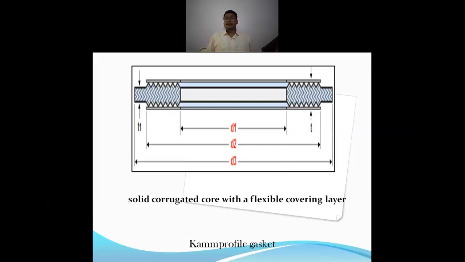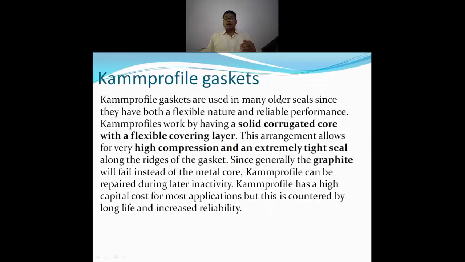Now in this case, when I am putting a certain pressure, having the solid corrugated core with a flexible covering layer, this arrangement allows for a very high compression and an extremely tight seal. Generally, graphite is used.